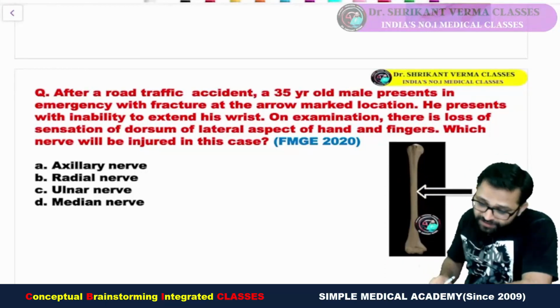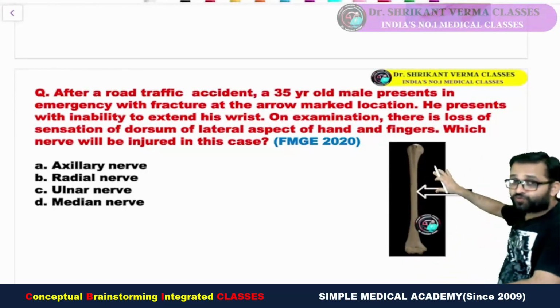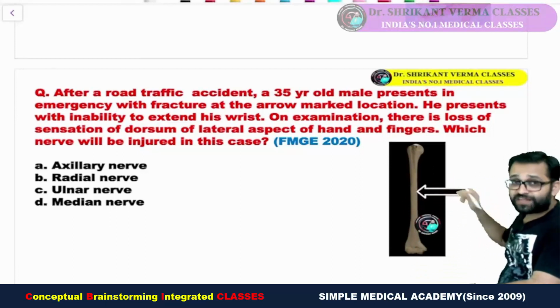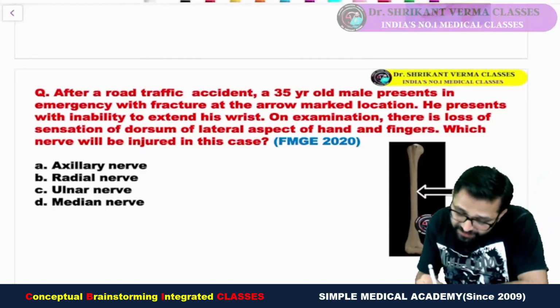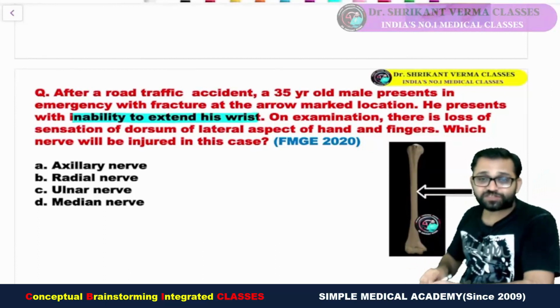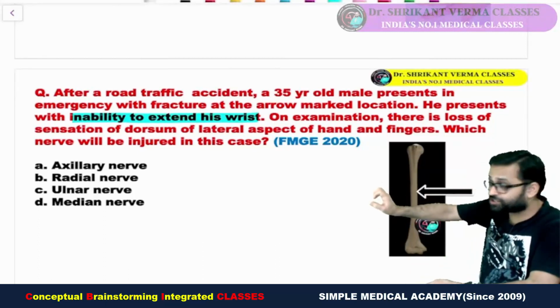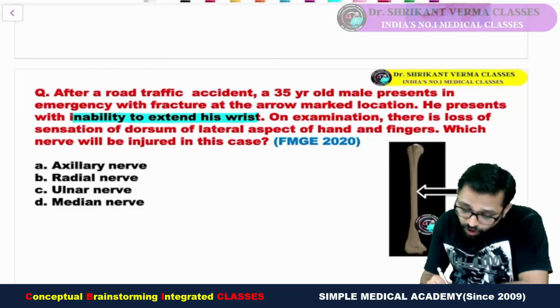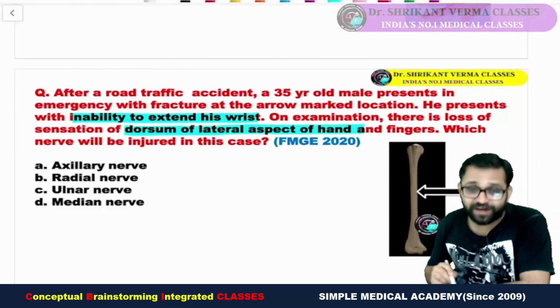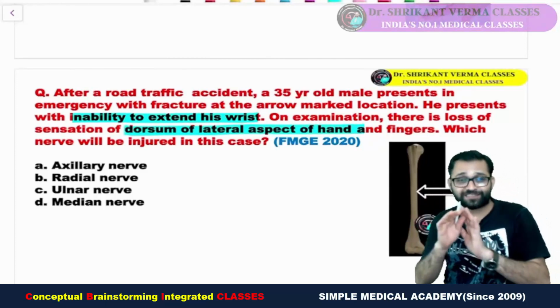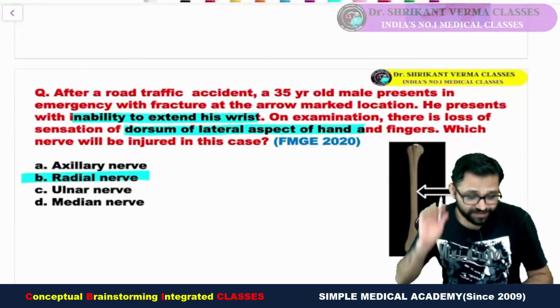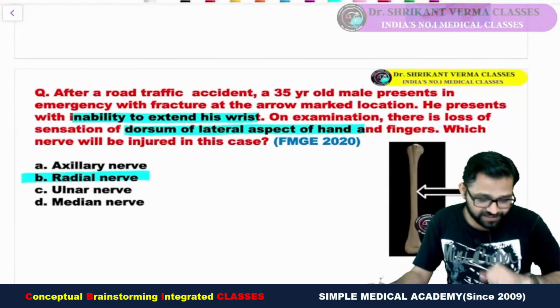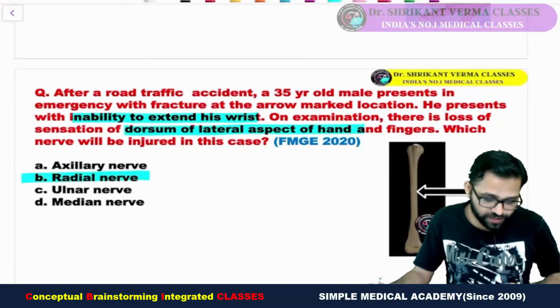Can you tell me the answer? This is our humerus, there is a shaft of the humerus, the fracture is here, and there is inability to extend his wrist. So the patient is not able to extend the wrist. This is your wrist drop. Also there is loss of sensation over the dorsum of the hand. So the dermatome of the lateral side of the hand has gone. So definitely your answer is radial nerve. Yes, correct Christina, you are right. Preeti Rani, you are also right.